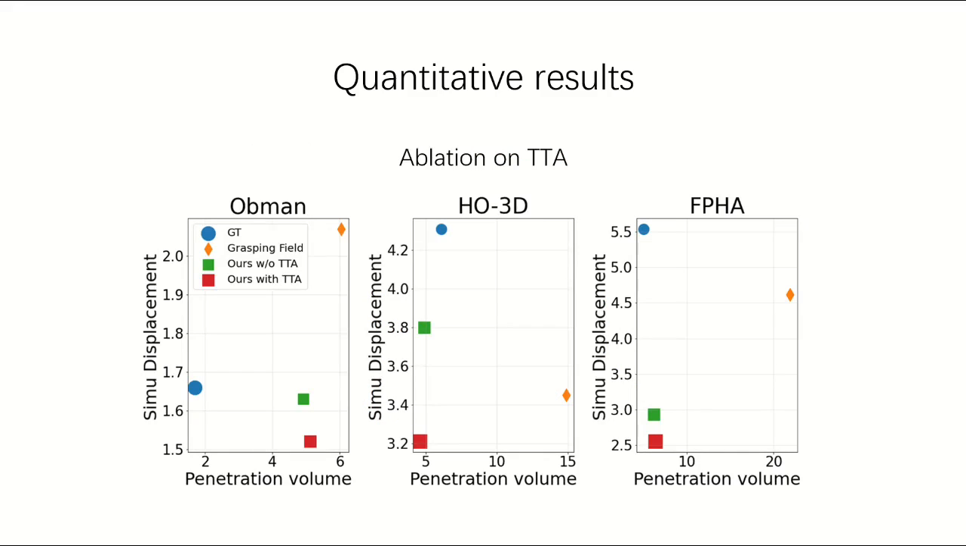We plot figures for showing the balance between grasp displacement and penetration on the 3 datasets. The point closer to 0 is better. As the figure shows, after adding TTA, the point moved vertically from the green to red. This means our model achieved better simulation displacement, or say the grasps are more stable, without sacrificing the penetration volume.